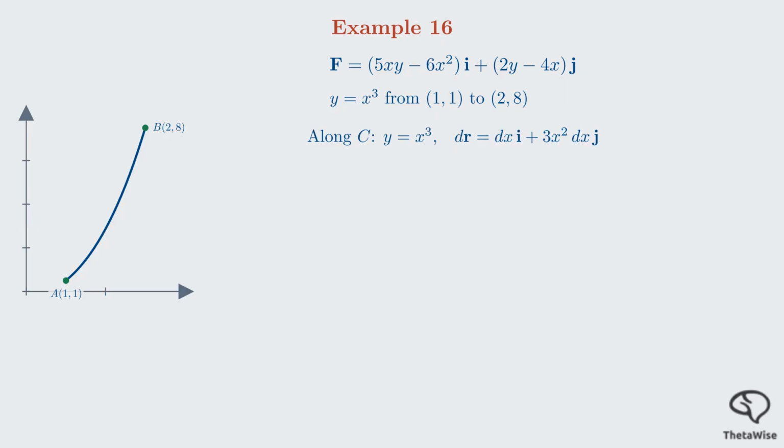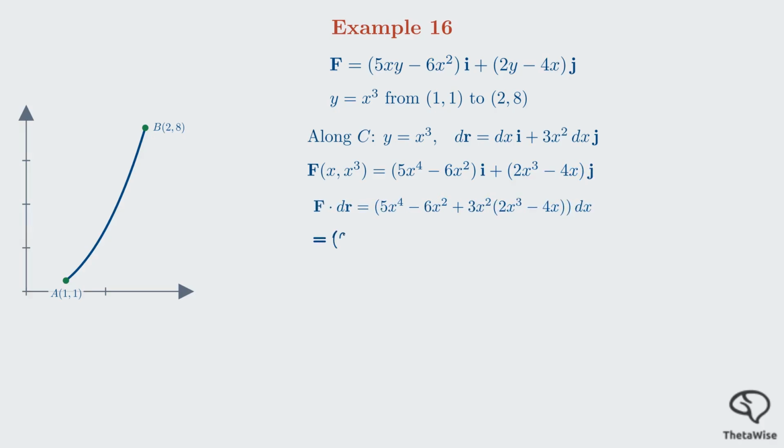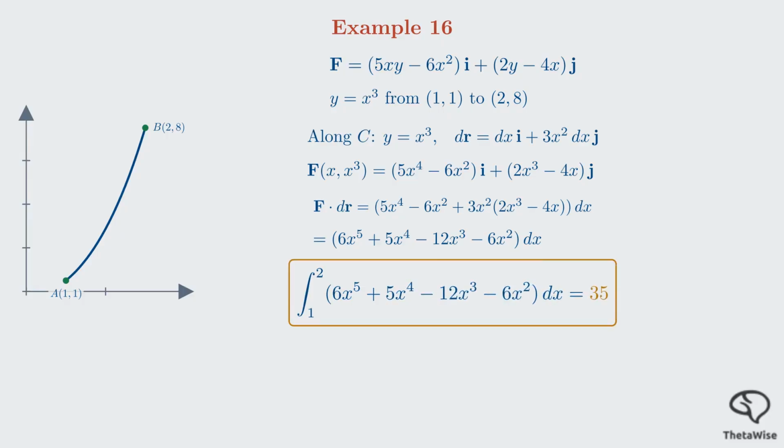Along the curve, write y as x cubed and dr as dx i plus 3x squared dx j. Substitute into F. Its first component becomes 5x to the fourth, minus 6x squared, and its second becomes 2x cubed, minus 4x. Dotting with dr gives (5x to the fourth, minus 6x squared) plus 3x squared times (2x cubed, minus 4x), which simplifies to 6x to the fifth plus 5x to the fourth, minus 12x cubed, minus 6x squared. Integrating from 1 to 2 gives 35, as recorded in the notes.